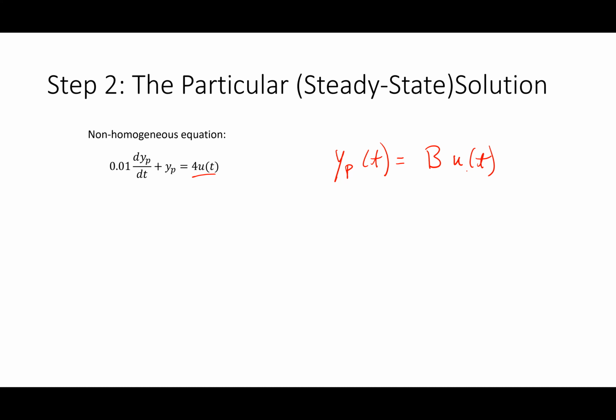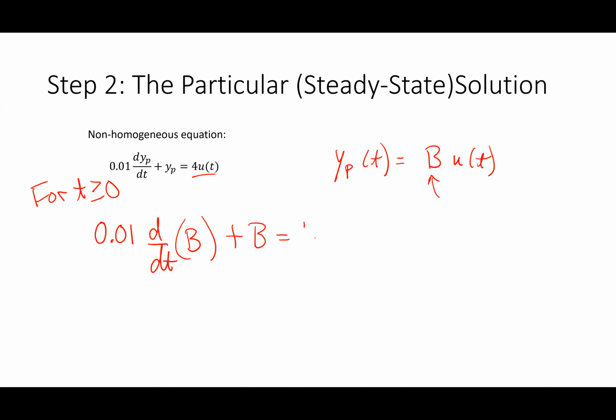Well, this is the undetermined coefficient, right? The thing that I don't know is b. Now I have to determine it. So how do I determine it? Now I plug this into the expression, right? So I get 0.01 d by dt of b plus b equals 4, for t greater than or equal to 0. In other words, I put this into that expression and I get this.